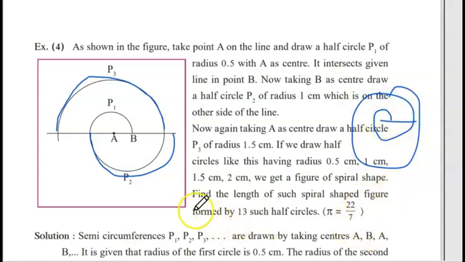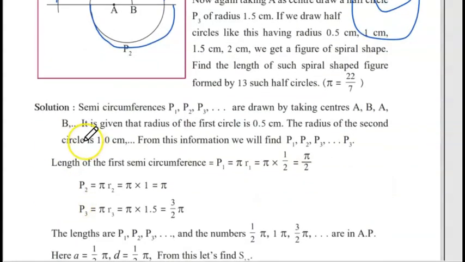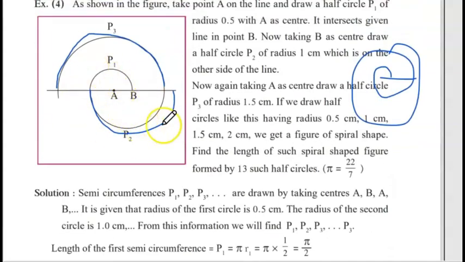Okay, find the length of such a spiral shaped figure formed by 13 such half circles. Here pi is equal to 22 upon 7. Now solution. Semi circumferences, सर्व semi circumference आहे. P1, P2, P3 are drawn by taking centers पहिल्यांदा A, B, पुन्हा A, B, A, B या प्रकारे.